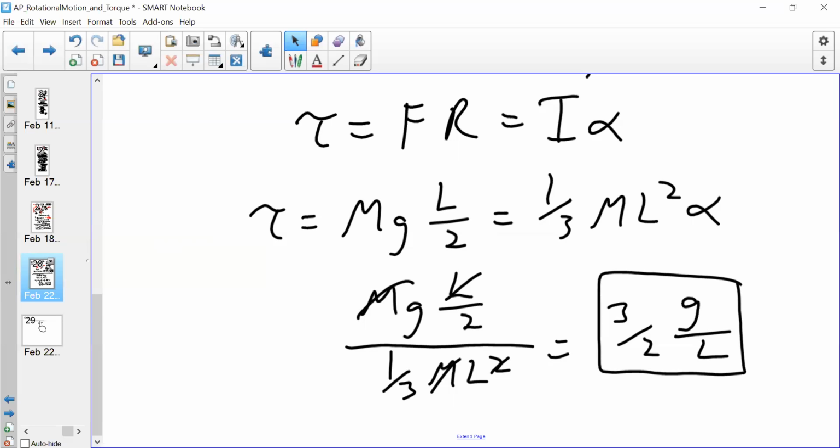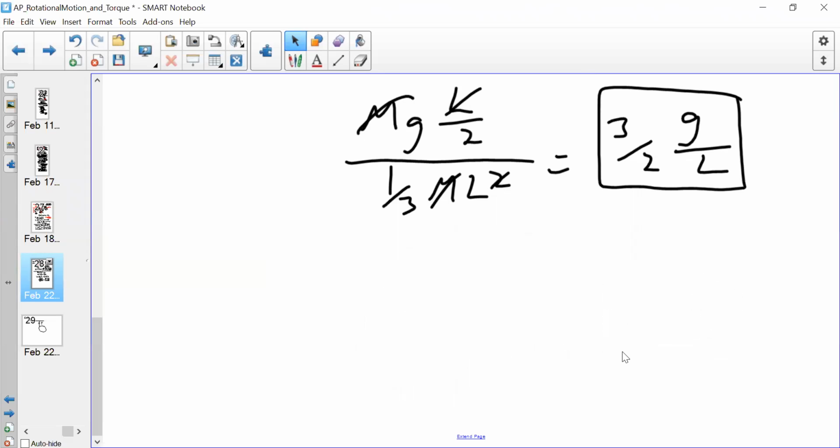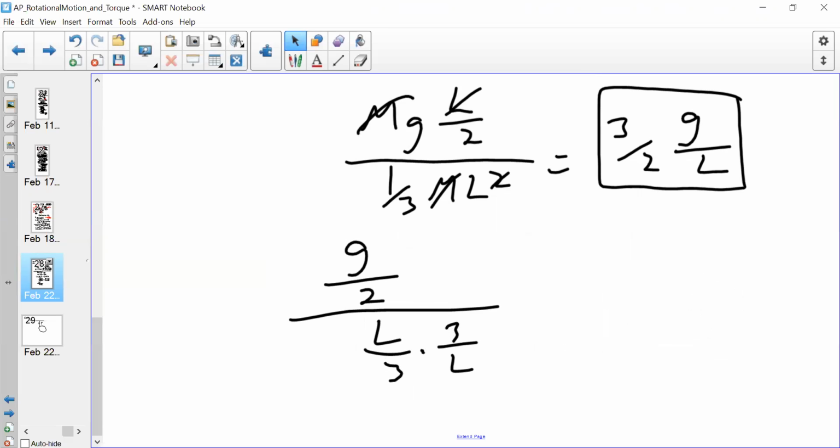So as you can see here, we're left with, just cut out the middleman, g divided by 2. And this is going to be L/3. So 3/L. Cancels those guys out, and so we're just left with 3/L. Let's get that.